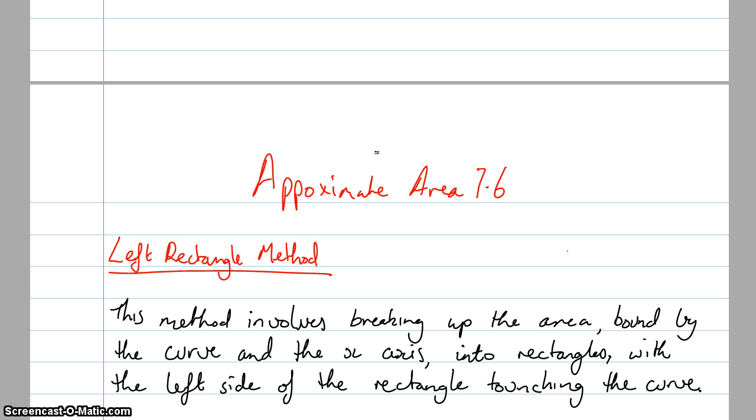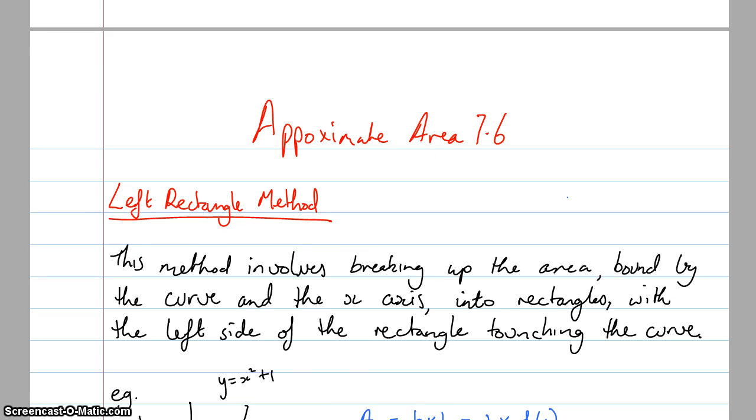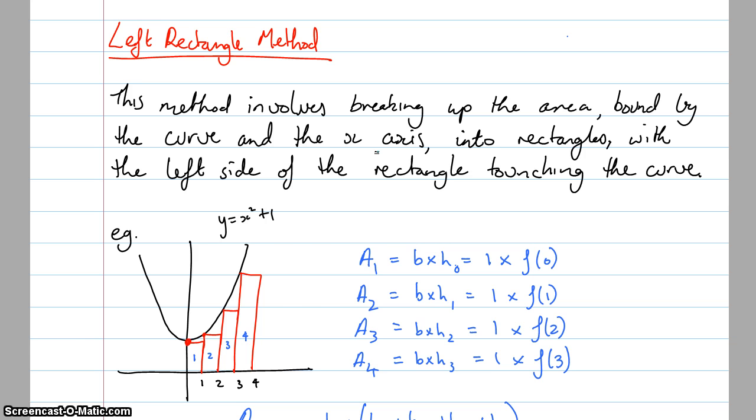So the first method I want to show you is the left rectangle method. This method involves breaking up the area bounded by the curve and the x-axis into rectangles, with the left-hand side of the rectangle touching the curve. What do I mean by that? Let's have a look at this example just here.